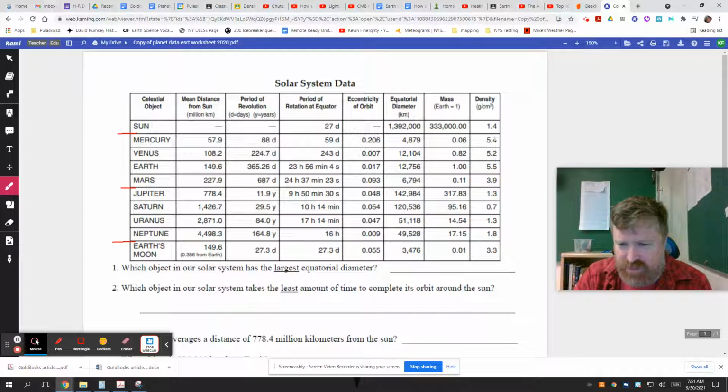Look at the densities. 5.4, 5.2, 5.5, and 3.9. They're all higher compared to these 4: 1.3, 0.7, 1.3, and 1.8. So we got 4 that are more dense and 4 that are less dense. Those fit nice and neatly into groups.